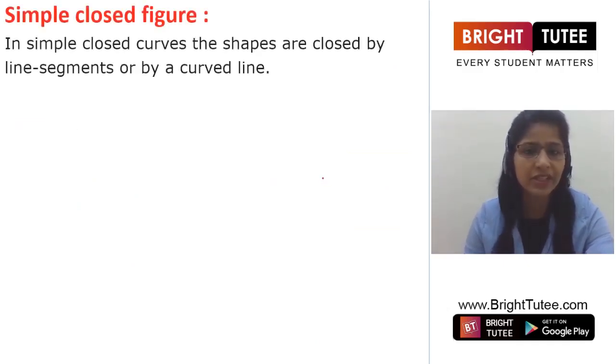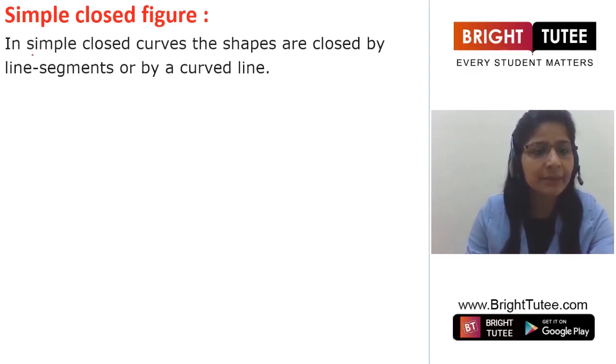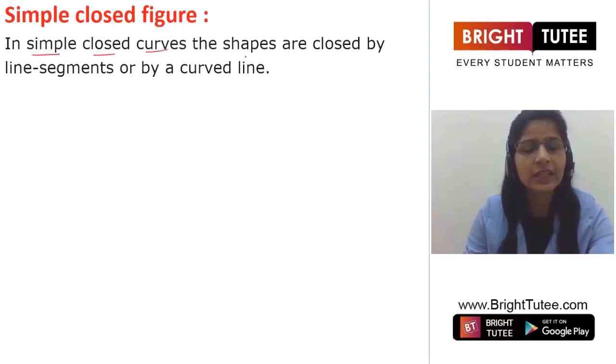Here comes the definition that says in simple closed curves the shapes are closed by. So pay attention here, it should be a closed shape by line segments or by a curved line. That means the figures or the shapes or the curves which are closed by line segments or by a curved line. That means they should not be crossing each other, they should be simple lines.